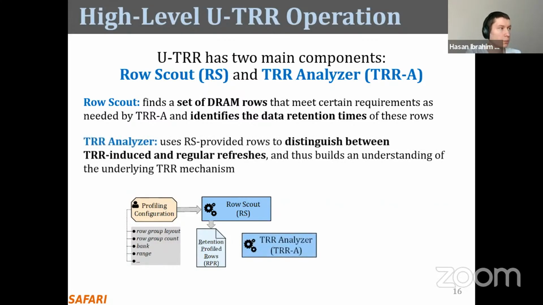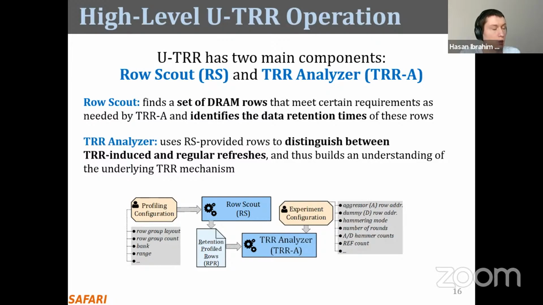And then the second component, TRR Analyzer, uses these RS-provided rows, the rows provided by Row Scout, to distinguish between TRR-induced and regular refreshes, and helps us build an understanding of the underlying TRR mechanism. So this is just an overview. I will go into more details.